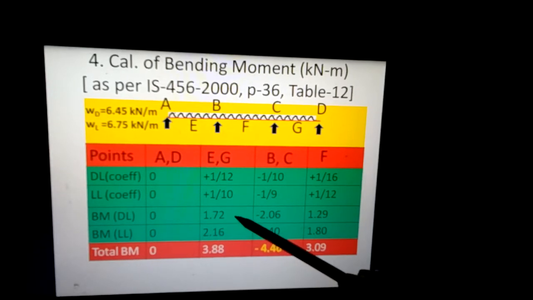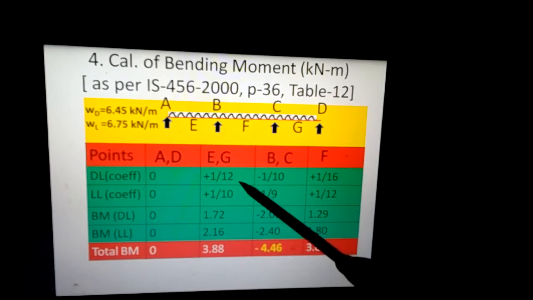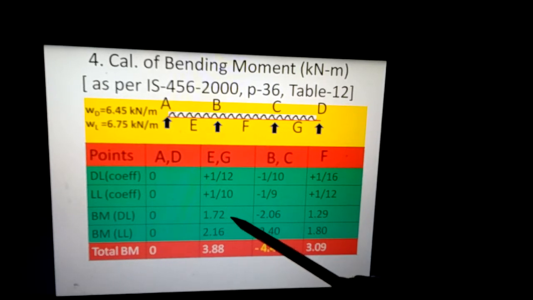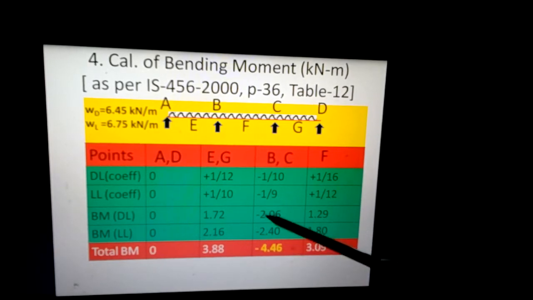So bending moment for dead load: the coefficient is plus 1 by 12 multiplied by the UDL 6.45 multiplied by the span. Multiplying all these three, that is 1.72 kilonewton meter. Similarly for BC, it is minus 1 by 10 multiplied by UDL, that is 6.45, multiplied by span, which gives minus 2.06. And similarly here, that is 1.29 for the point F, for dead load bending moment.